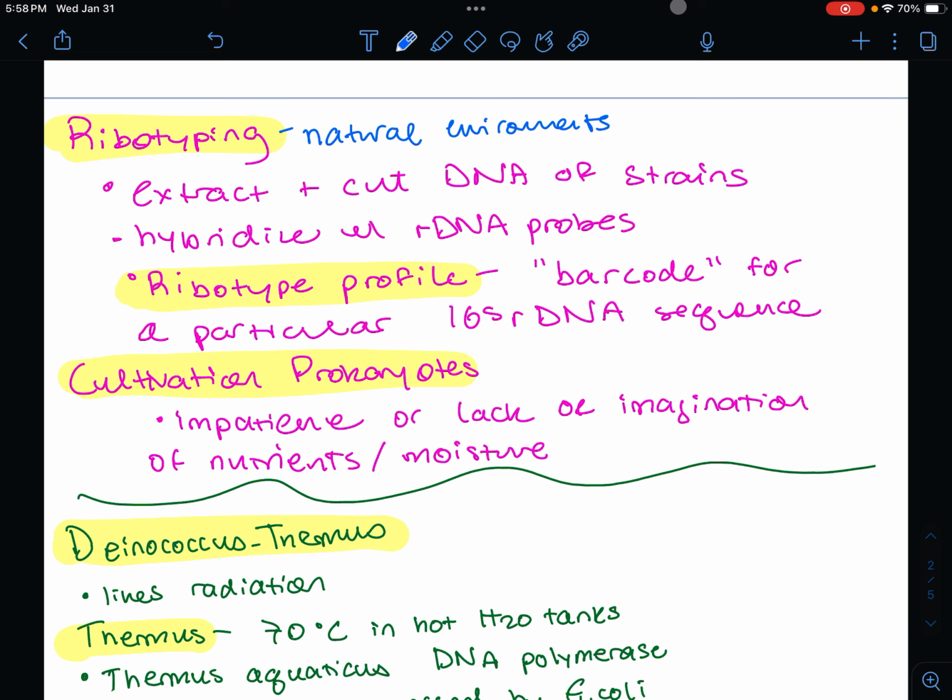We're going to be looking at the ribotype profile when we are finished doing the electrophoresis and then the nylon filter, and then you're also going to hybridize it. Once we're finished with all those steps, we're going to be looking at this banding pattern, or the barcode, for the particular 16S rDNA sequence.